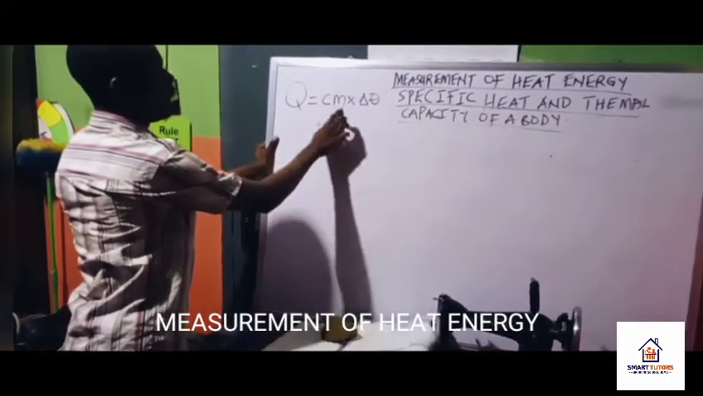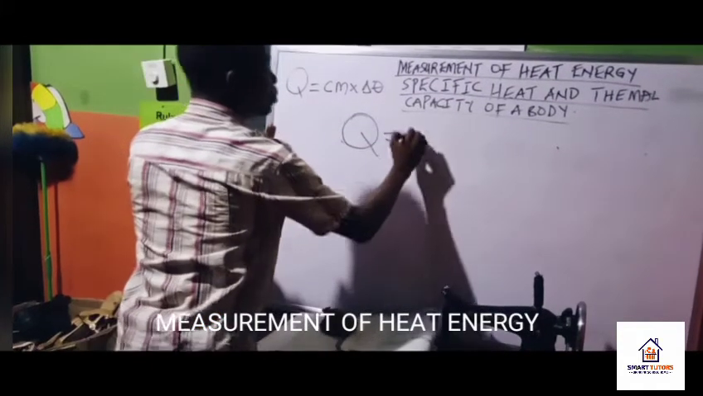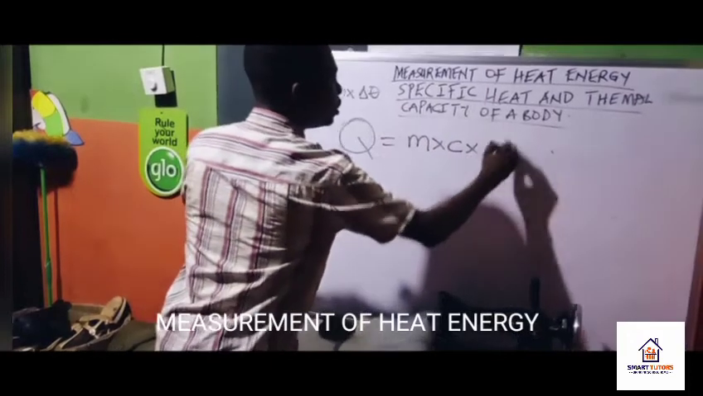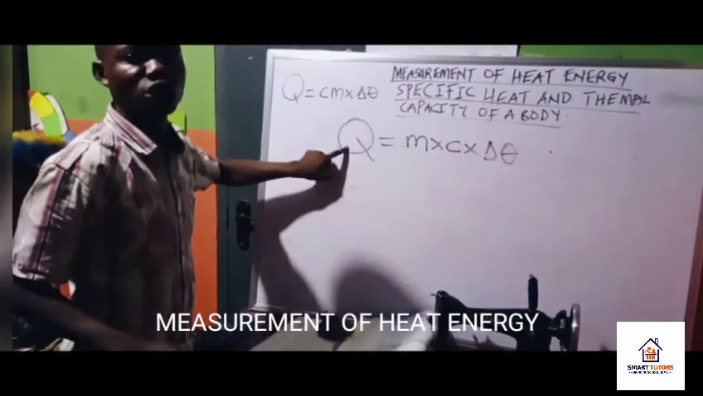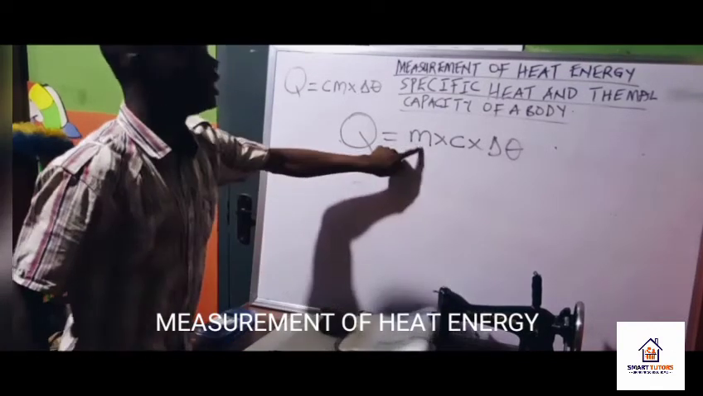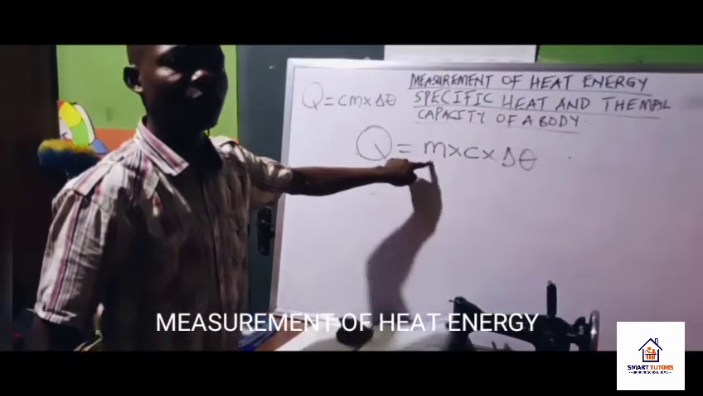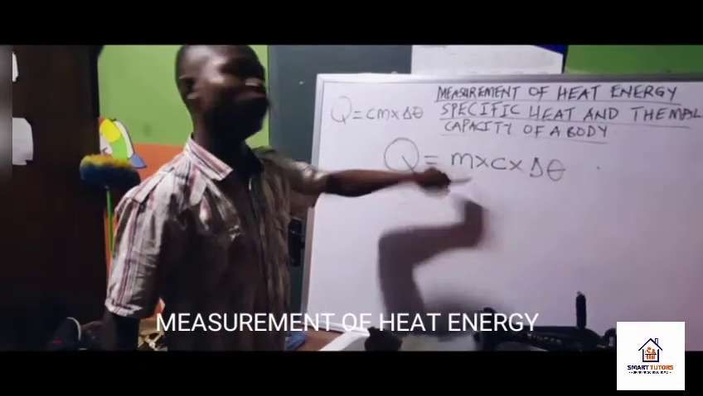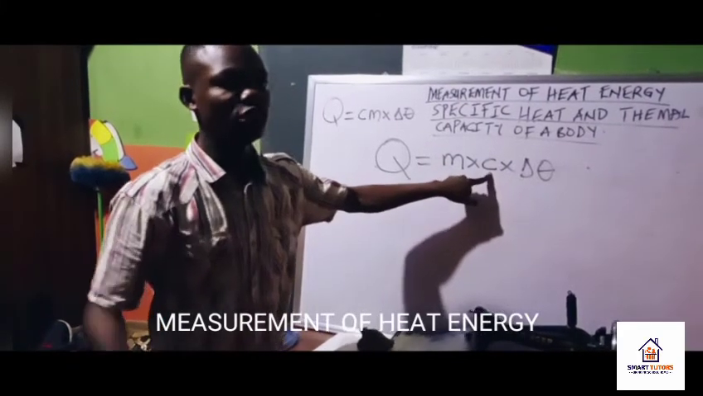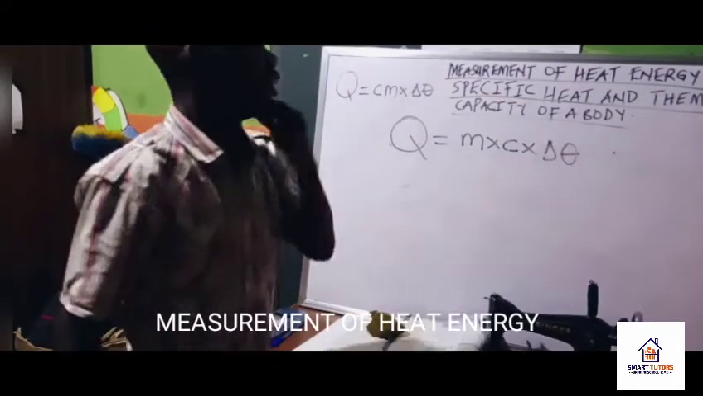So this is your Q equals MC change in theta. The formula becomes Q equals M times C times the change in theta. And I told you this is the quantity of heat energy transferred into a body. This is the mass of the body. It's either in kilogram or in gram. If it's in gram, you convert it to kilogram. This is your specific heat capacity now. The constant was changed to specific heat capacity, and this is your change of temperature.